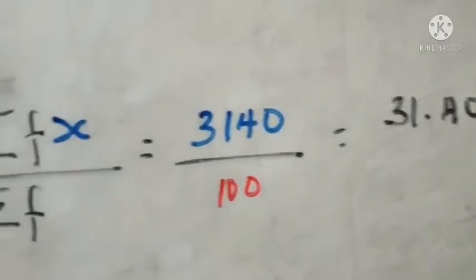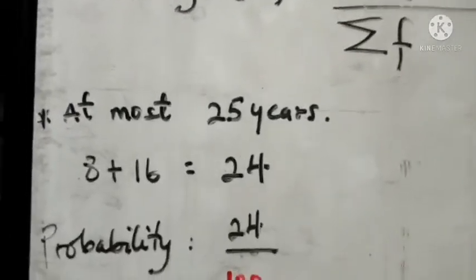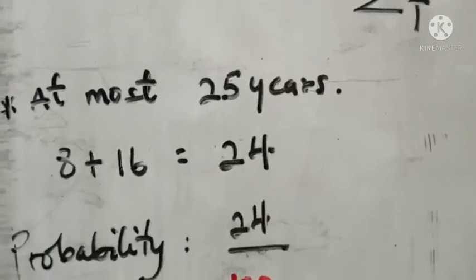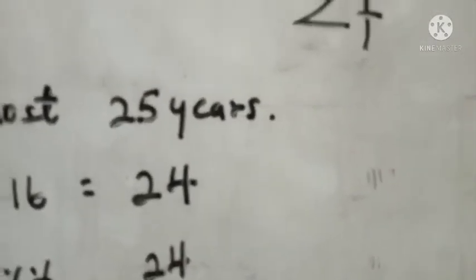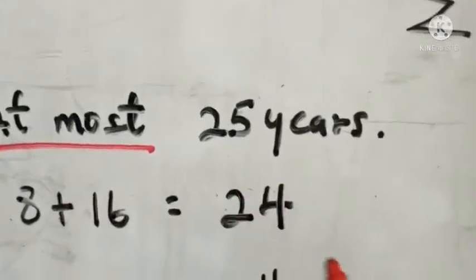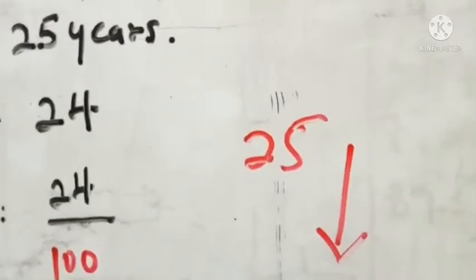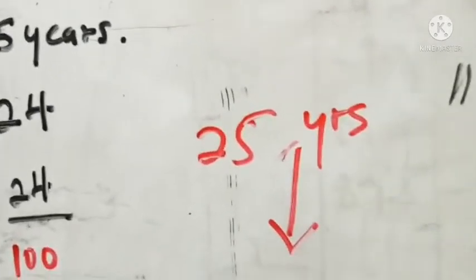Okay, the next one says that I should find the probability that at most 25 years, right? So that's the last question there. What's the meaning of at most? You need to understand this word first. At most 25 means from 25 or downwards, right? 25 down. Is that okay? From 25 years or down.